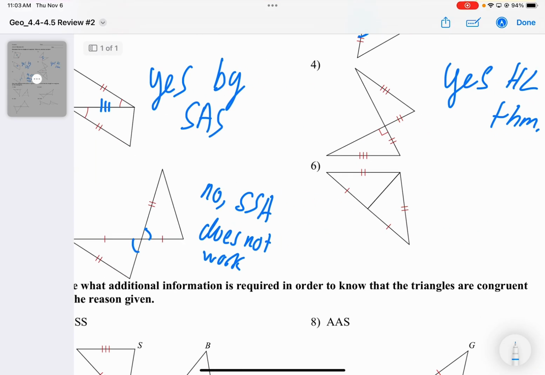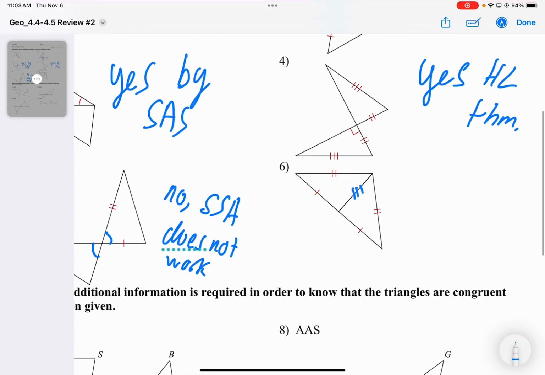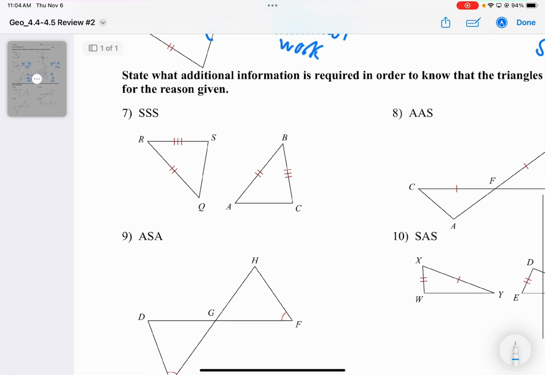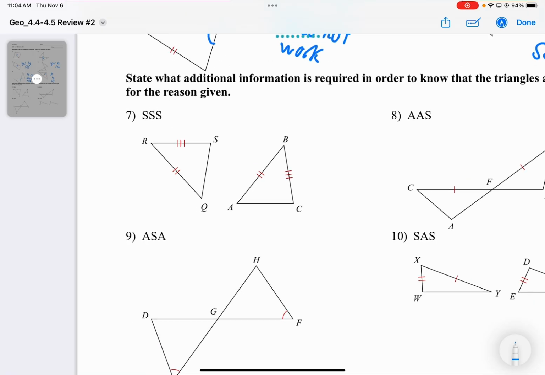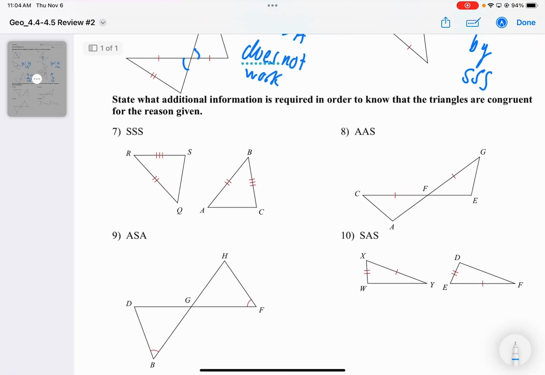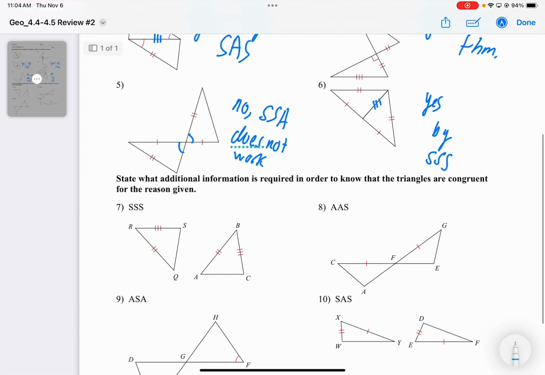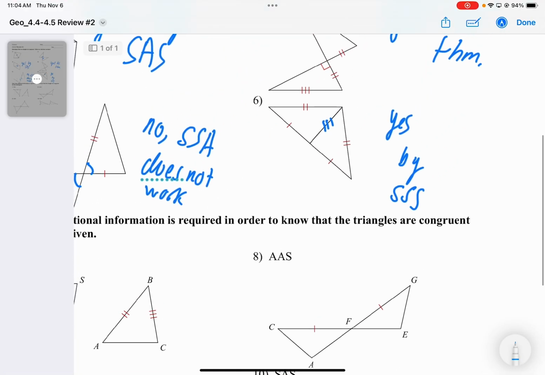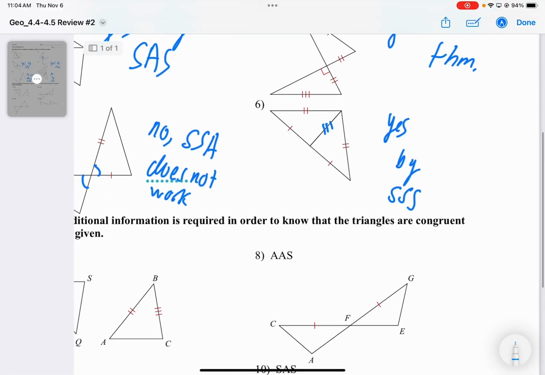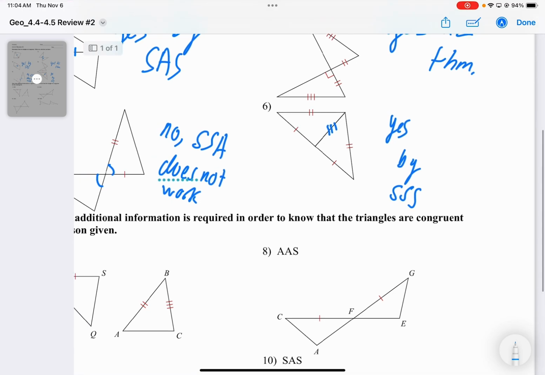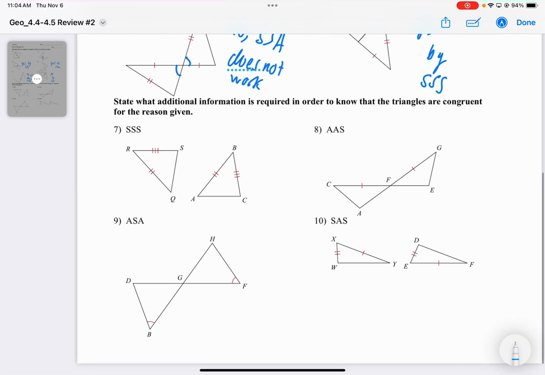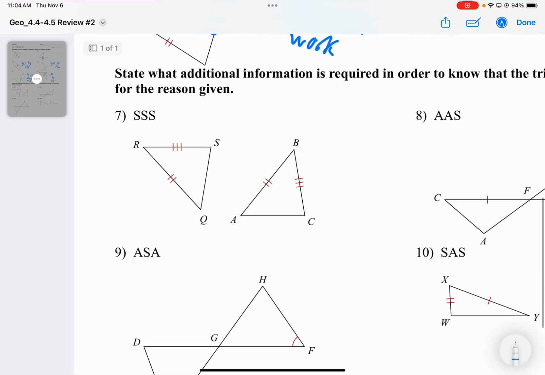All right, what about number 6? Good job. So yes, by side, side, side. All right, and then down below, it says state what information is required in order to know that the triangles are congruent. For number 6, it looks like there's right triangles, but I don't know that those are actually right angles. I would have to know that they're perpendicular or something like that, and they don't tell me that.